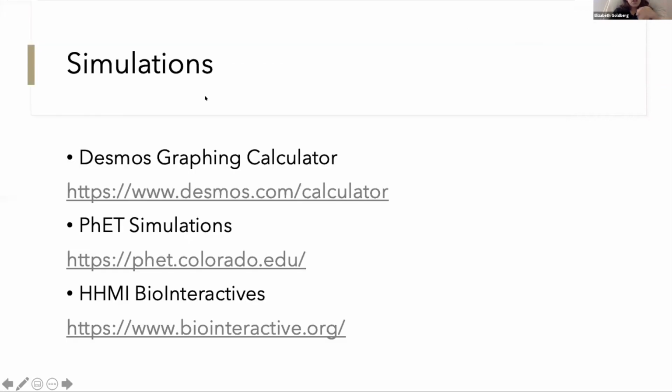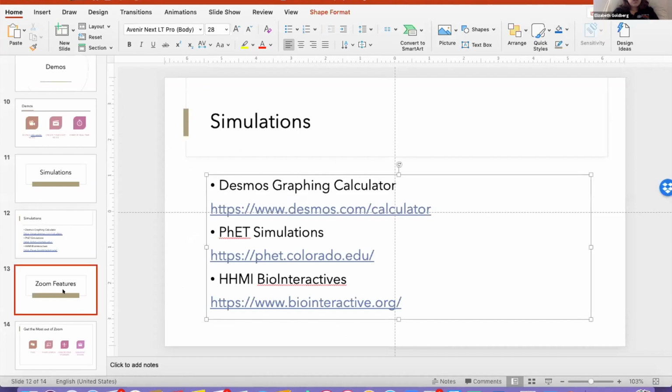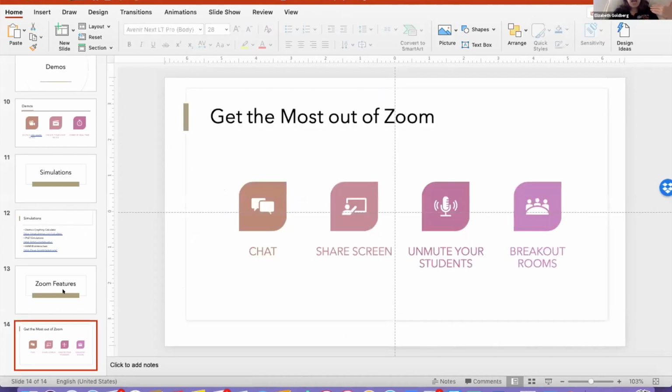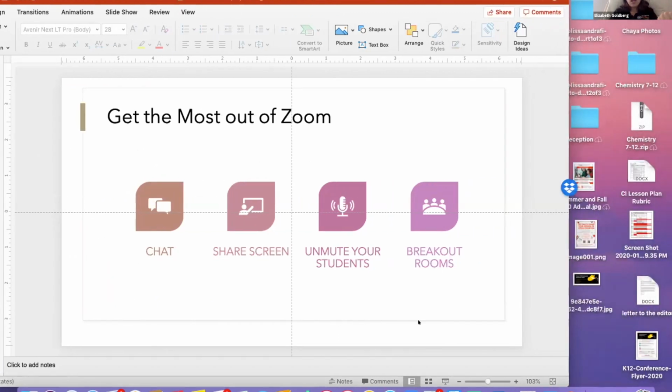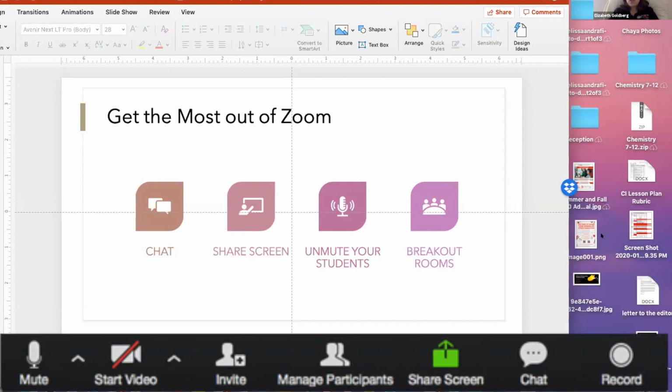Okay. All right. So the last thing is I just kind of want to recap some of the features we talked about and their functionality. So the first one is the chat. You can type questions to your students. So right now I can type a question or type things to my students as I'm going through to ask them, and they can respond. You can have them respond just to you, or you can have them respond to the whole group.